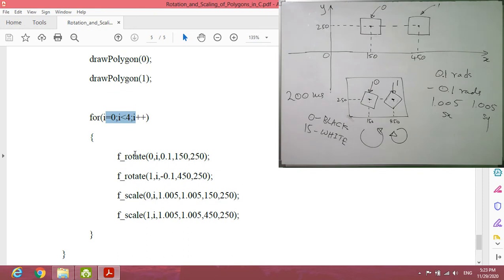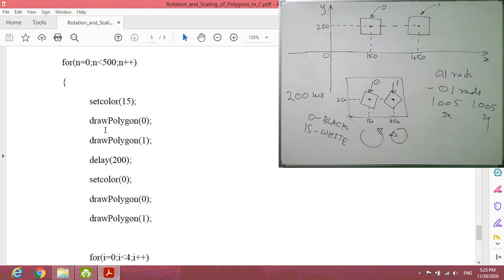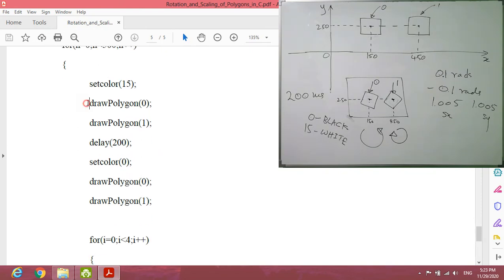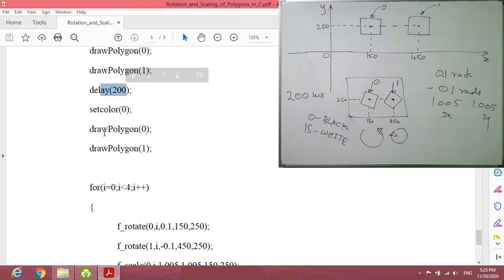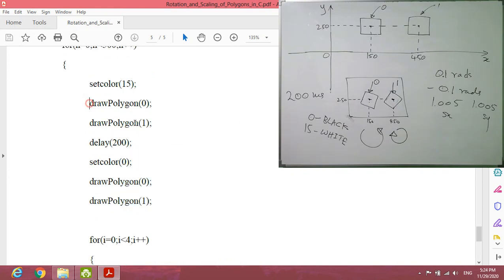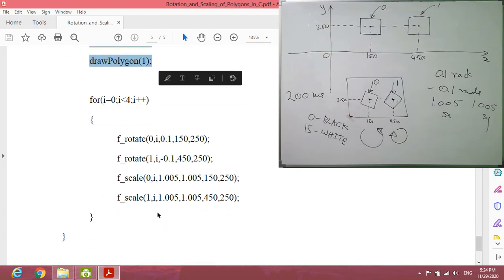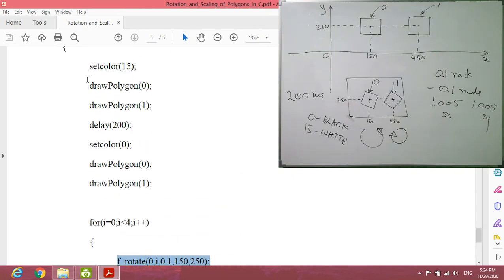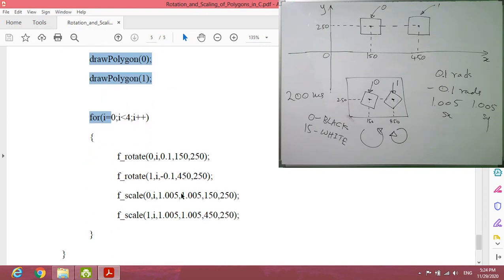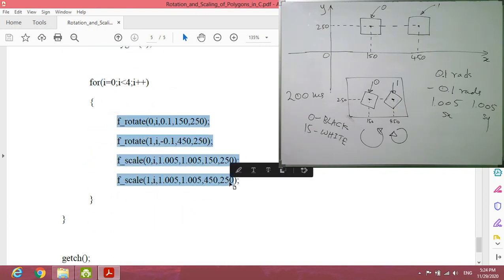And again we perform this one again. This is a for loop. Again we come to here. With white color you draw the polygon, then we wait 200 milliseconds. Again black color we draw the polygon. In other words, we draw the polygons, then we erase the polygons. Then again we perform this operation. Again we come here, draw the polygons, then wait and delete the polygons.